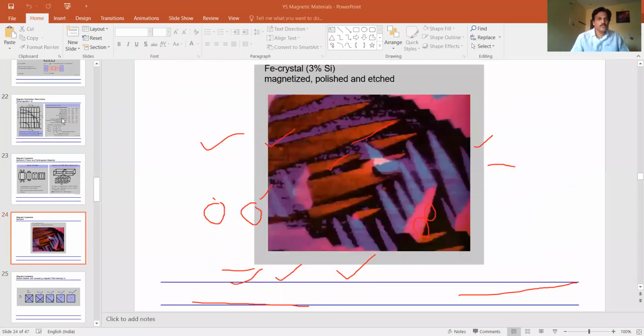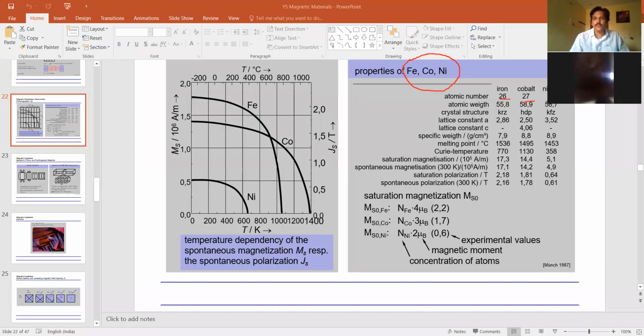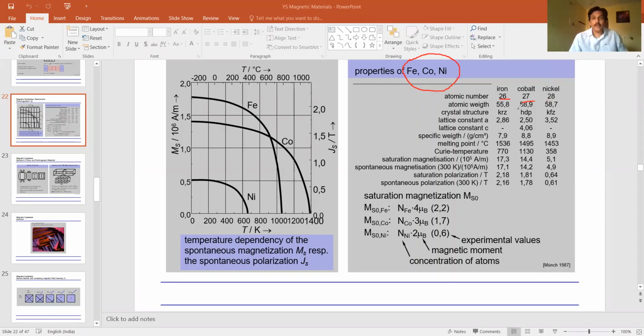So the same I am showing here. These are the ferromagnetic materials. Examples of ferromagnetic materials: iron, cobalt, nickel. The atomic numbers are iron 26, cobalt 27, nickel 28. Okay, now its Curie temperature. So this is the Curie temperature.